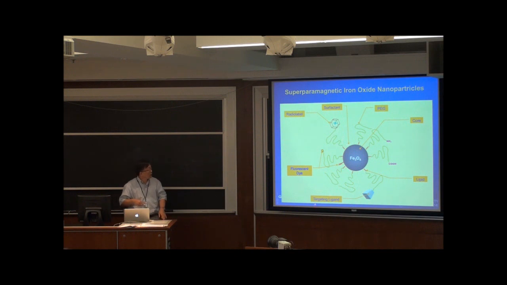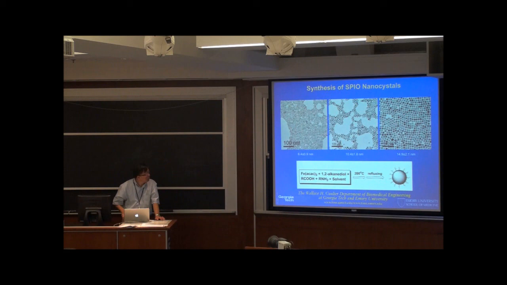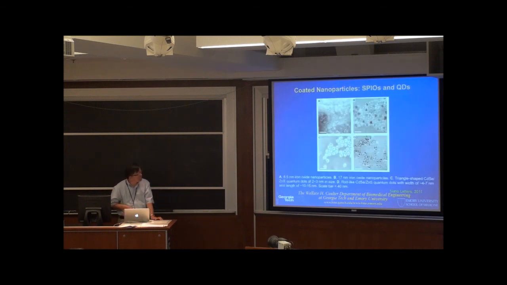And of course, you can have a targeting ligand on the surface of the nanoparticle. This is just to quickly show the as-synthesized nanoparticles. We can control the size very well. You can see this average size roughly 6.4 nanometer, 10.4 nanometer, 14.9 nanometer, very uniform, okay? So then we can coat them with the coating, those are the iron oxide nanoparticles, and we can use the same coating for quantum dots.